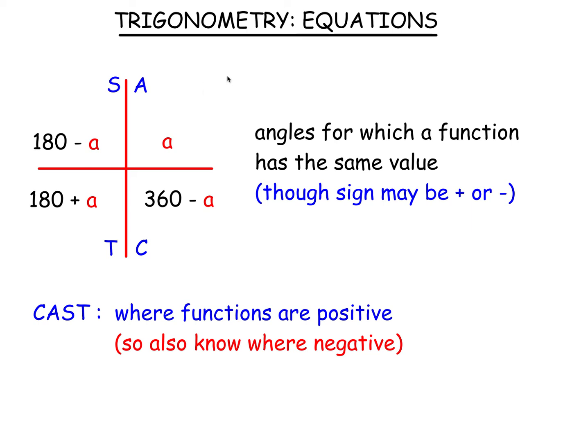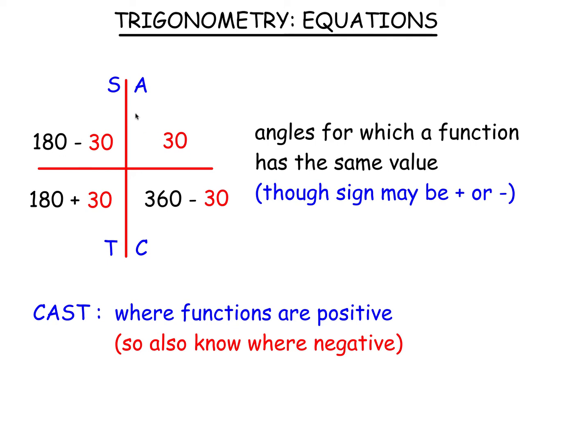The first video on trig equations introduced this diagram. It gave related angles in each of 4 quadrants. So the first quadrant was between 0 and 90 degrees, second one from 90 to 180, third one from 180 to 270, and the fourth one from 270 to 360. So we're turning anti-clockwise. This is an acute angle. If you, for example, had 30 degrees here, this angle 180 minus 30, 180 plus 30, and 360 minus 30.